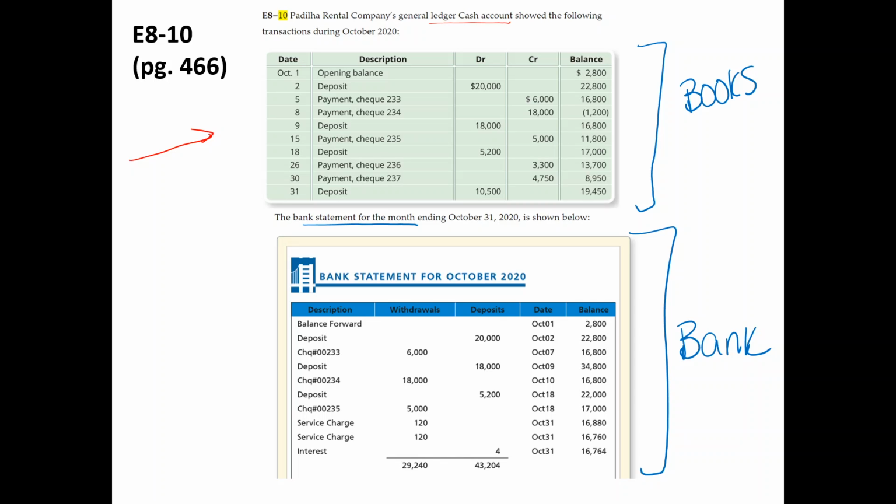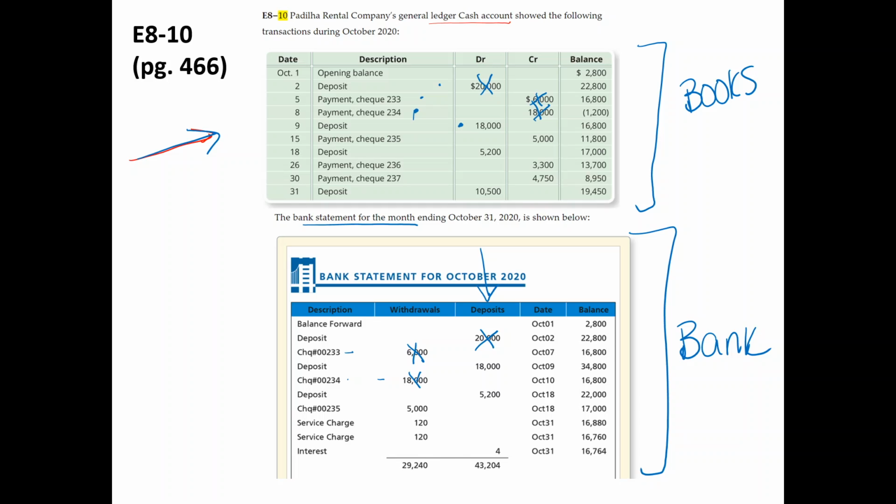Okay, so we can start going through and do this. I suggest start in one place. So start on the books, go through and cross out when you see it in the bank. So the first item is a deposit on the 20th. If we look into our deposits on the bank statement, yes, we can see that there. So cross it out in both. Next, we have check 233 for $6,000. Check 233 in both places, so cross it out. Then we've got check 234 on the book side for $18,000, and yes, it's on the bank. So cross it out in both.